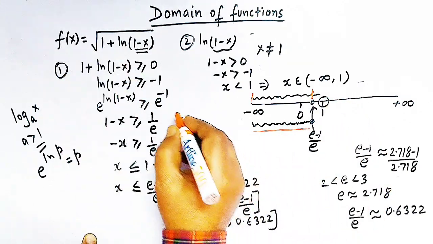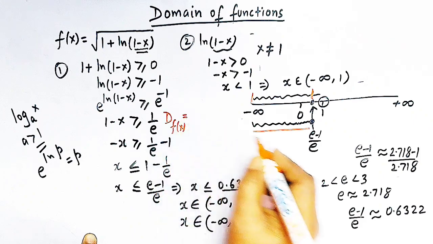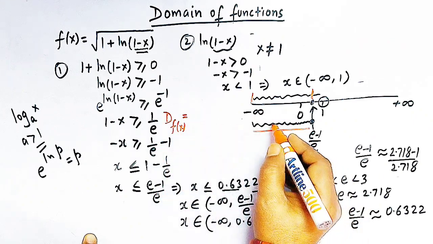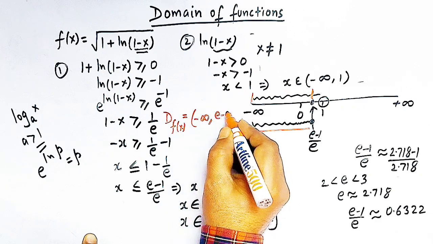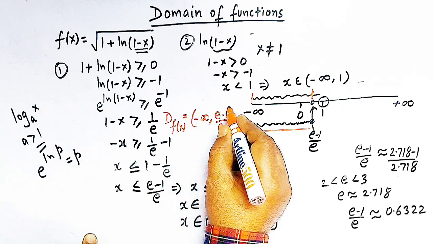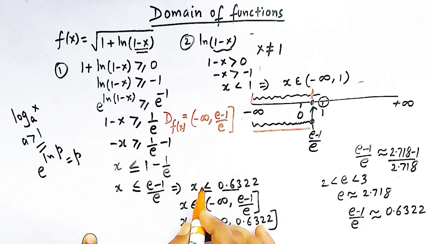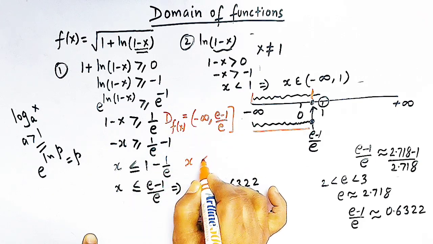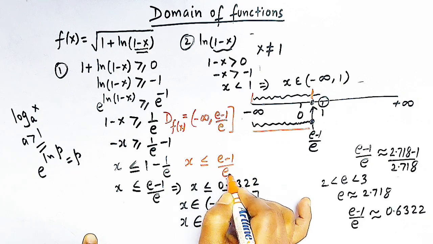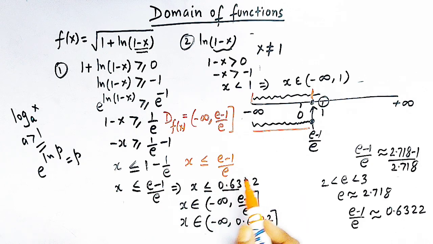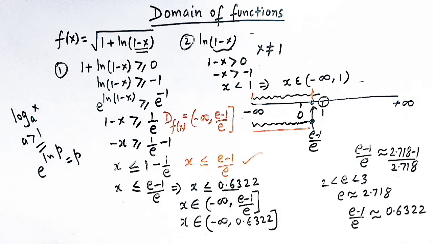So the domain of this function f of x is now given by this interval, that is from minus infinity to e minus 1 over e, or we can also express the domain by this inequality, that is x less than or equal to e minus 1 over e. So this is the required domain of this function f of x.